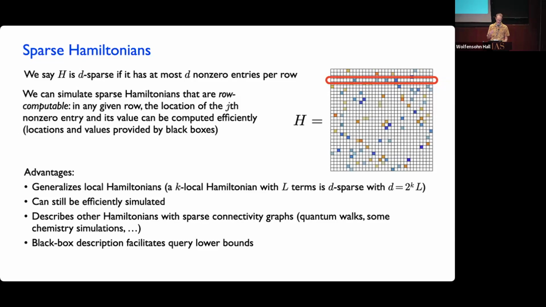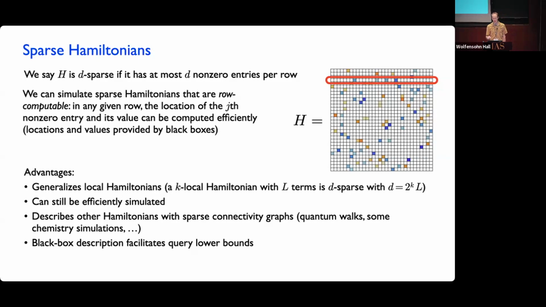It's also useful for understanding query lower bounds for Hamiltonian simulation, because in this model we can imagine we have a black box that tells us where the non-zero entries are in the matrix, and we can count queries to that black box to understand the complexity of Hamiltonian simulation.